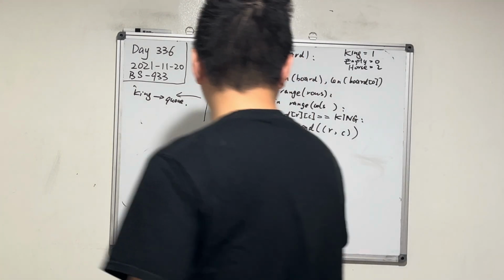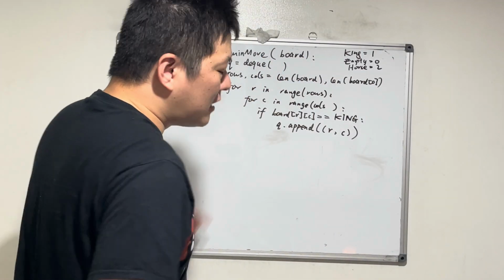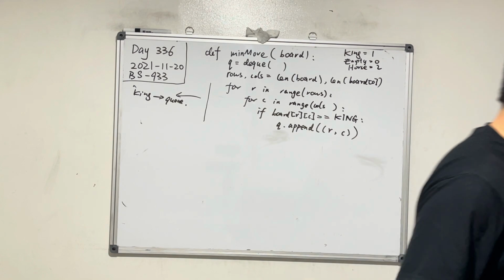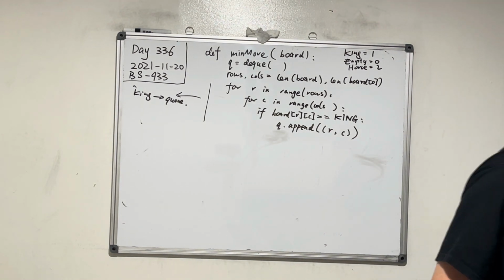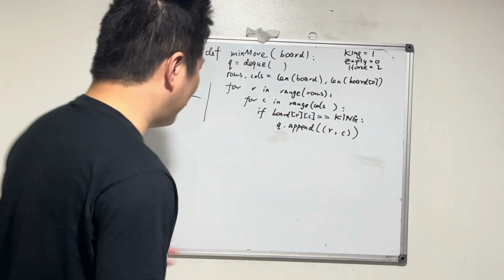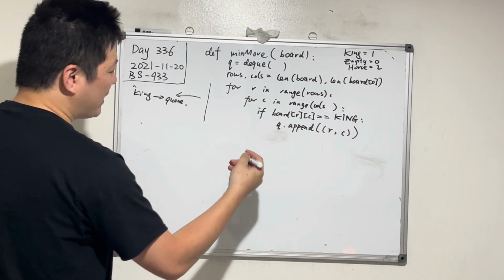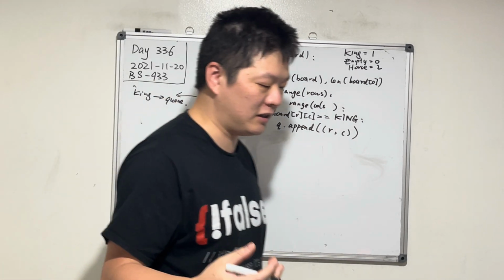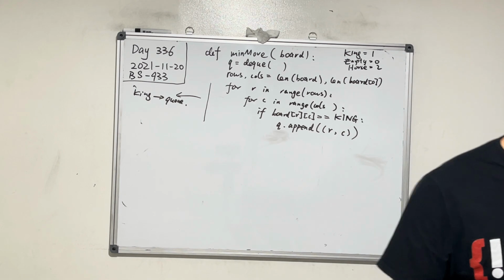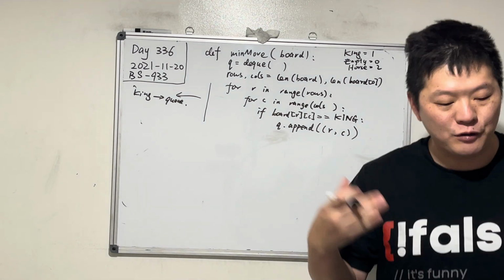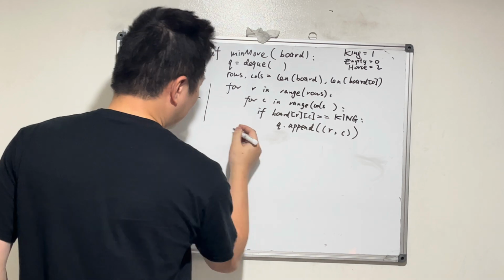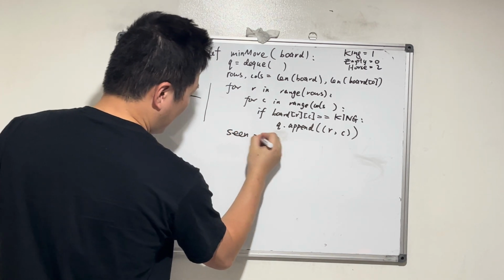Multiple source BFS search. So after we do this, what should we do? And we can do this BFS search, right? First of all, we need to remember the positions we have visited. So what kind of data structure can we use to remember the moves? Seen equals set, yeah.